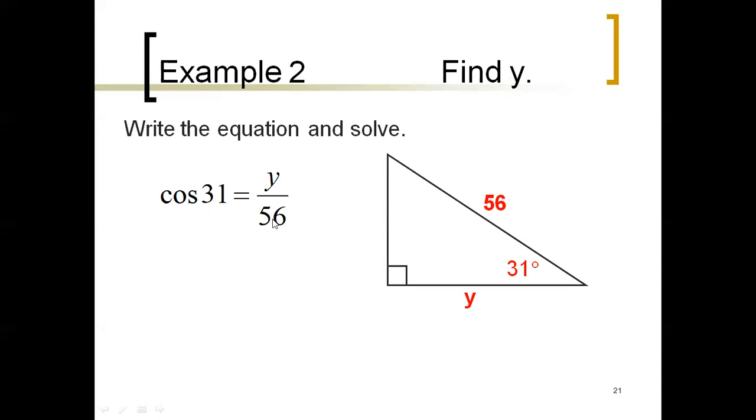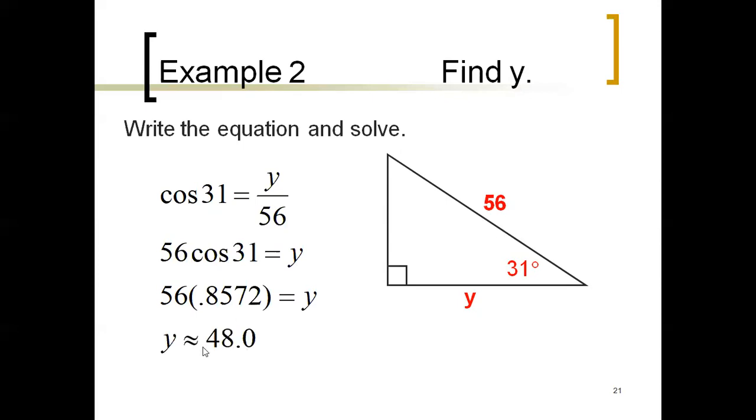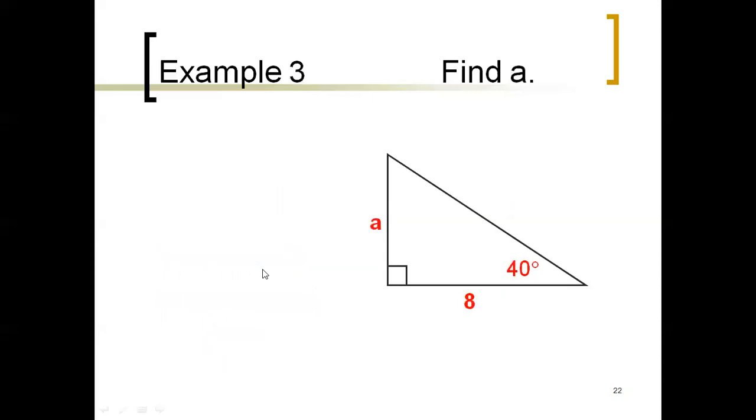So solving for y, cross multiply this one. 56 times cos 31 equals y. Get the approximate value of cos 31 degrees. That is 56 times 0.8572 equals y. Multiply 56 times 0.8572. Y is approximately 48.0. Another example. Find A.